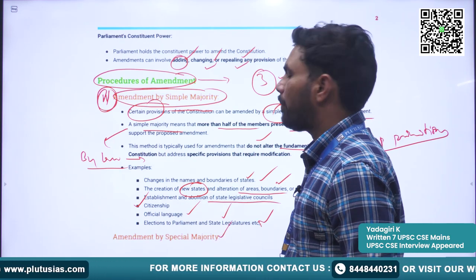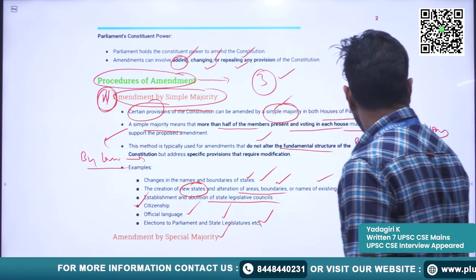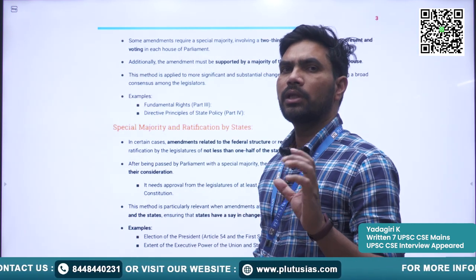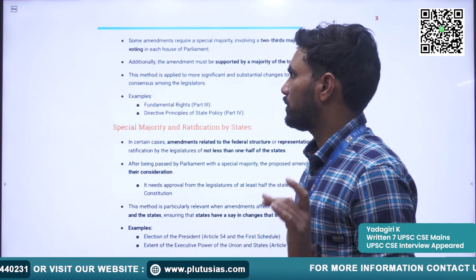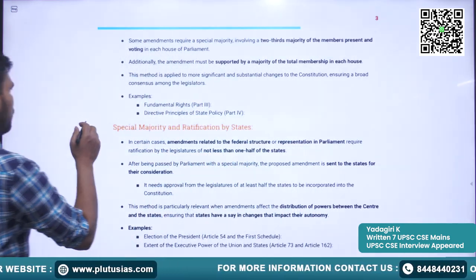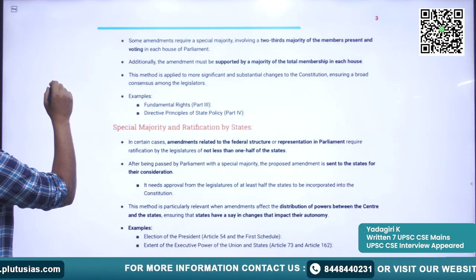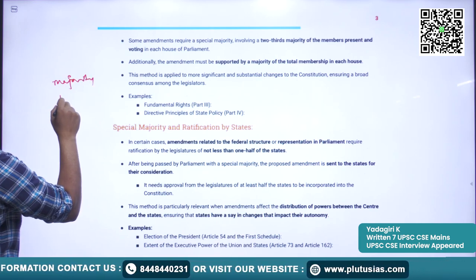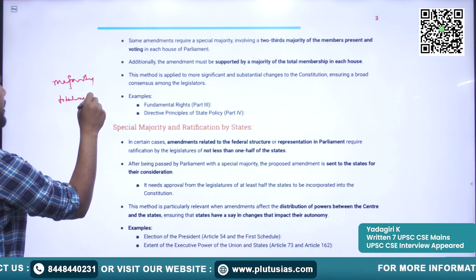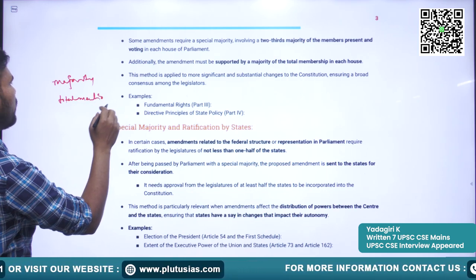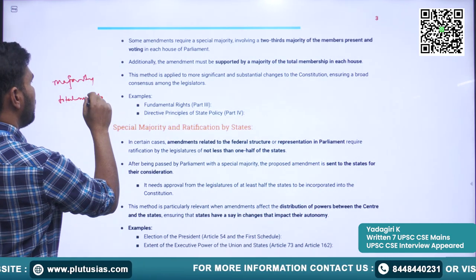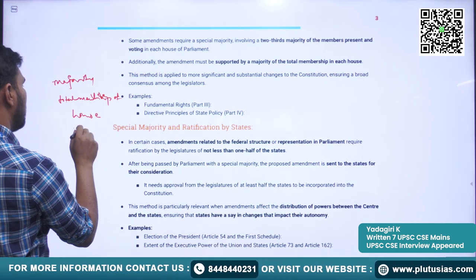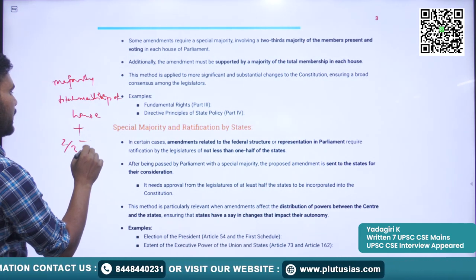Now we will understand the amendment by special majority. Certain provisions are very important, so those items can only be amended through the special majority. Special majority, we try to understand. So first of all, a majority of the total membership of the house, plus 2/3 of the members present and voting.